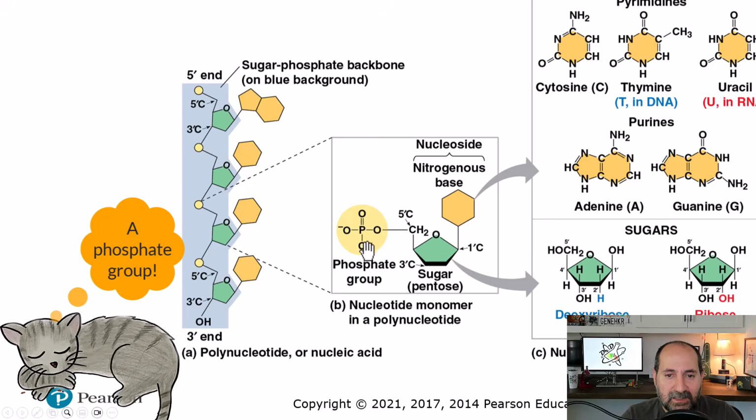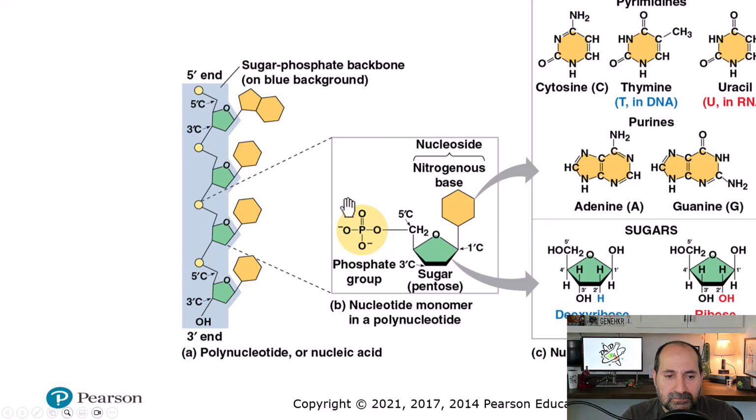Do you see this? The phosphate group. What does this green 5 carbon structure represent? This green structure. What does that green structure represent? It represents the pentose sugar.